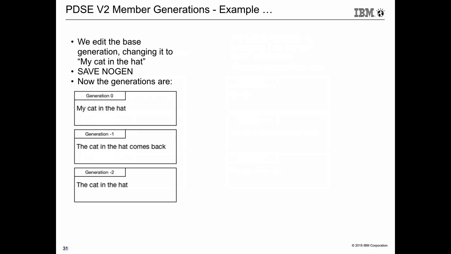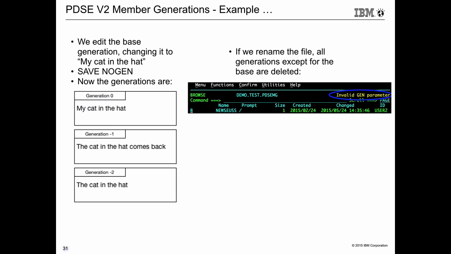Now, if I decided at this point that I want to rename this file, it was called Seuss, I'm going to rename it to New Seuss. I can do that. But after I did that, on my screen here, I went to Browse the -1 generation. Notice what I get at the top right of the screen, invalid gen parameter. That's because when I renamed it, I lost everything but the base generation. The others have been destroyed.